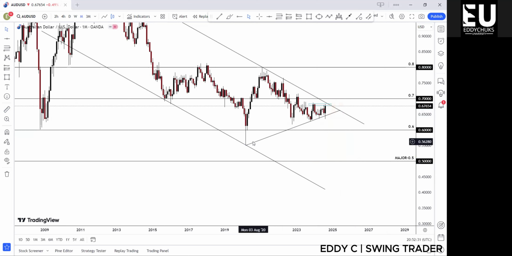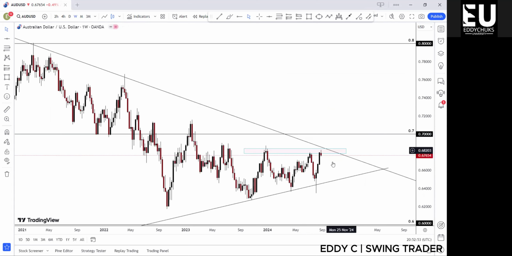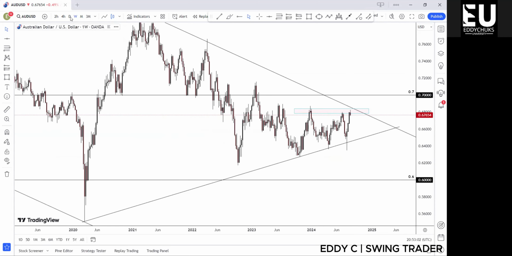So looking at this from the monthly time frame, we know that the overall direction is to the downside, given the price action which the market has illustrated for the last couple of months, for the last couple of years or so. And coming down to the weekly time frame, we can see that the Aussie dollar encountered a previous area of resistance, which we are currently seeing price rejecting from that area.